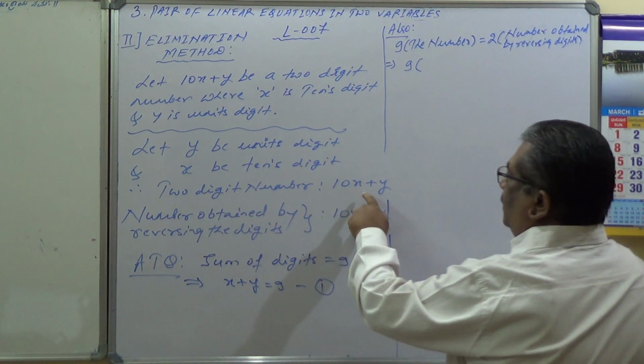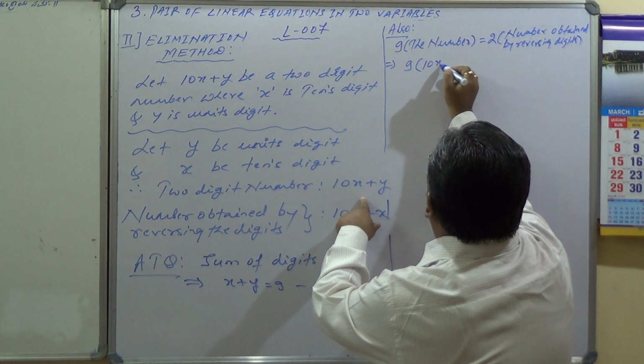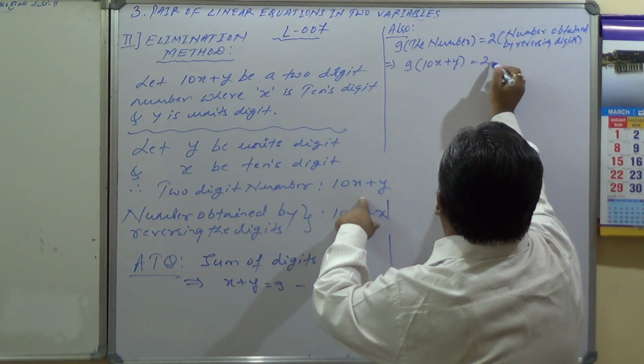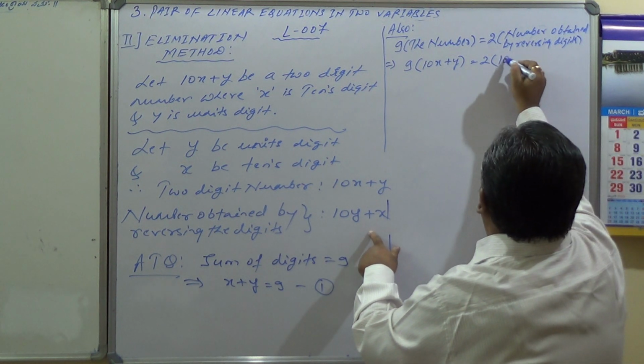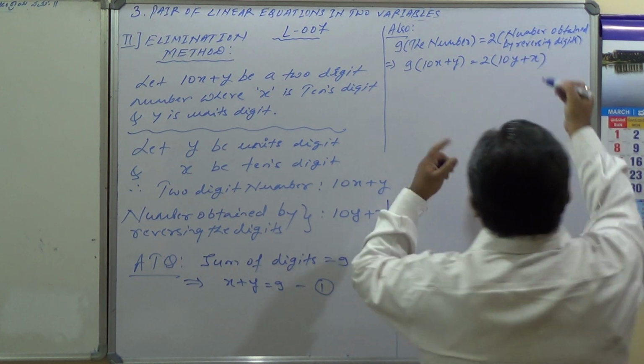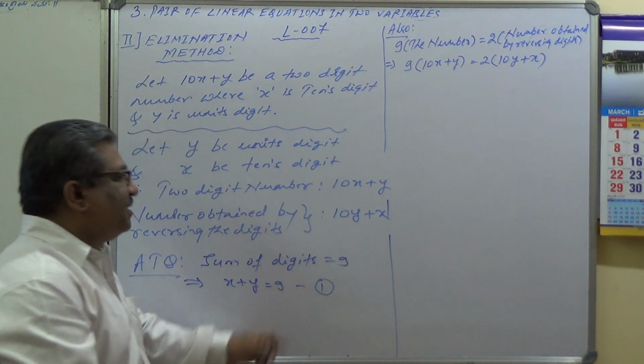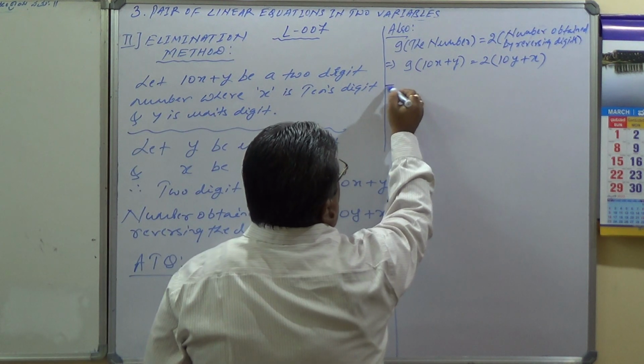A two-digit number is 10x plus y, equals 2 times the number obtained by reversing the digits, which is 10y plus x. Let us simplify this one. Already we have got the first equation. Second equation we are obtaining now.